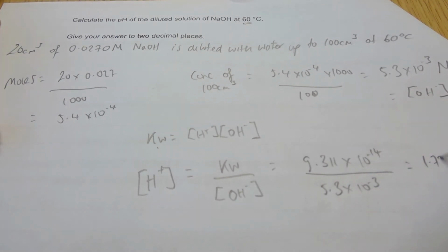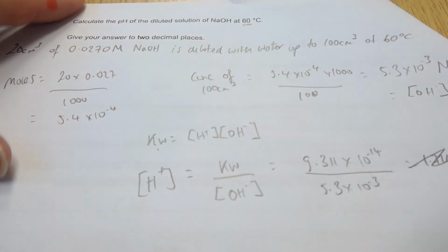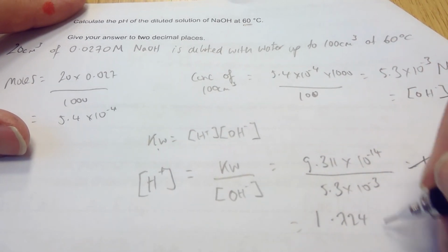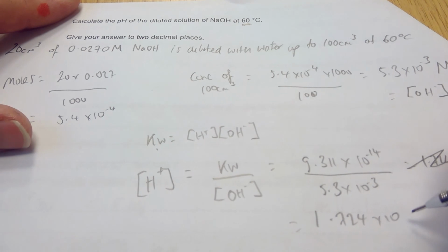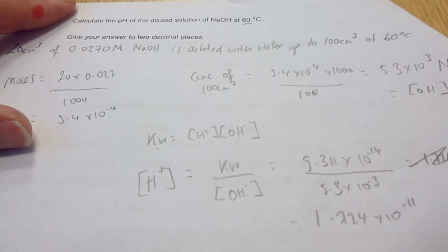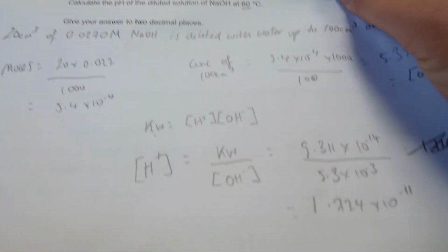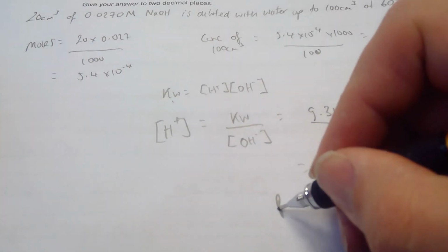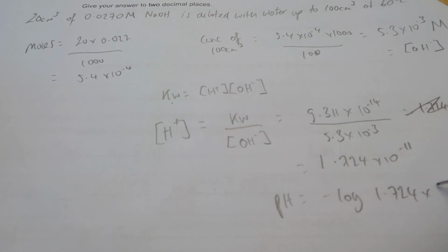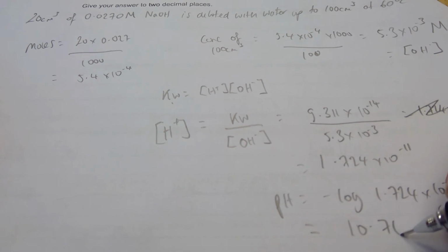1.724 times 10 to the minus 11. So that is my hydrogen ion concentration. So therefore pH is minus log of that number, 1.724 times 10 to the minus 11, which gives me, to 2 decimal places, 10.76.